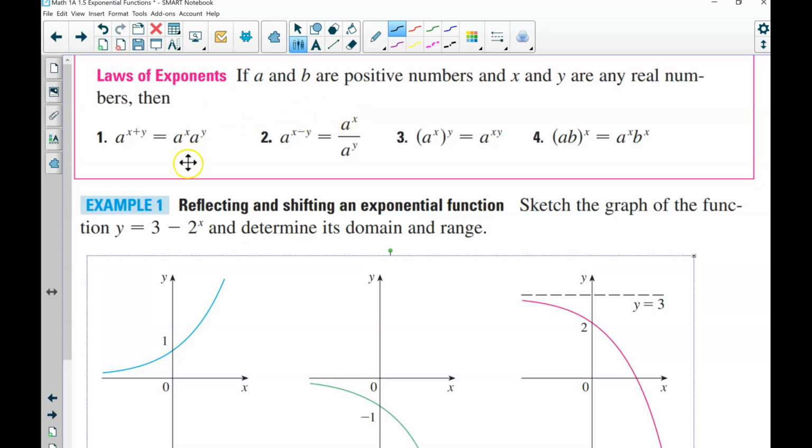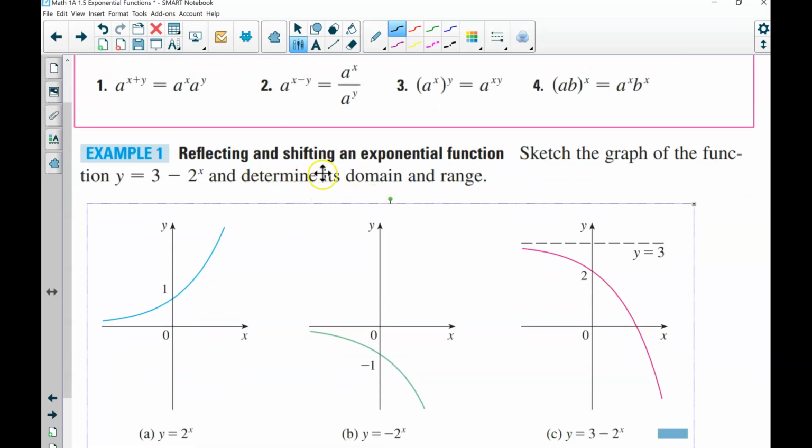So here are the laws of exponents. If you have a to the x plus y, then it's equal to a to the x times a to the y. You multiply these two together and you add the exponents, and in reverse. Same thing here, a to the x minus y is equal to a to the x over a to the y. a to the x, to the y, which is the power rule, is a to the xy, and (ab) to the x is a to the x times b to the x.